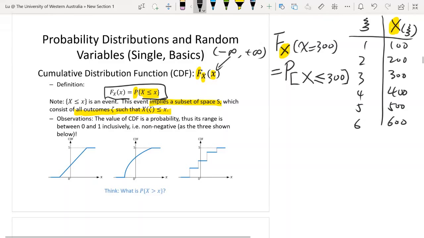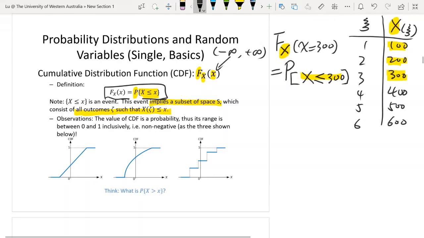Now we can just move to the small table. In the second column, we have all the possible values of this random variable. We just need to pick up the ones which can satisfy this condition. So now you can see in the first, second, and third rows, the random variable values are all lower or equal to 300. So the first 3 rows are valid rows.